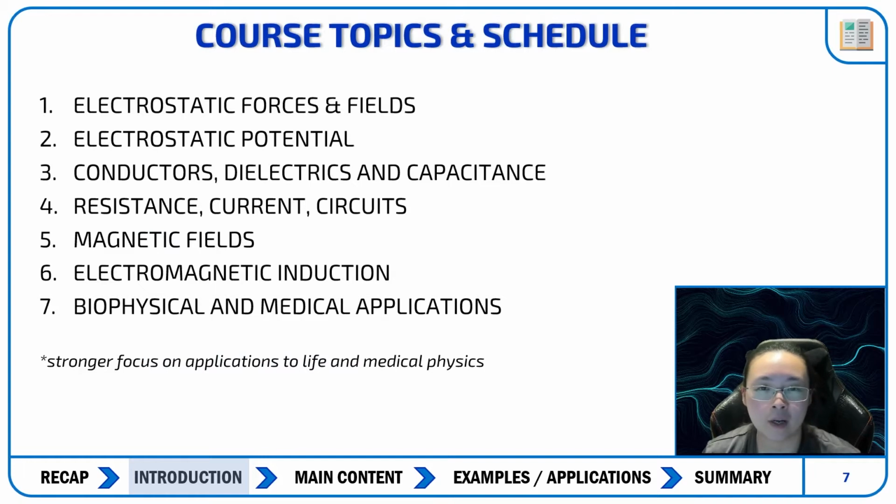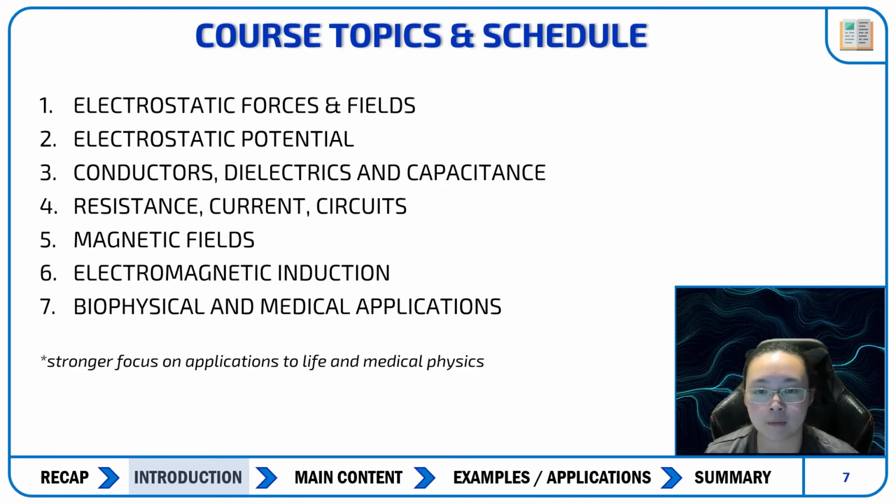So exactly what is Physics 224? Physics 224 is a course that focuses on the fundamentals of electricity and magnetism. It also focuses on how it applies to biophysical and medical applications. So here's a brief overview of the 7 main topics that we're going to go through in this course. We're going to start with electrostatic forces and fields, then potential, then conductors, dielectrics, and capacitance. Moving on to resistance, currents, and circuits. And that's from 1 to 4. That really covers the electricity part of the course.